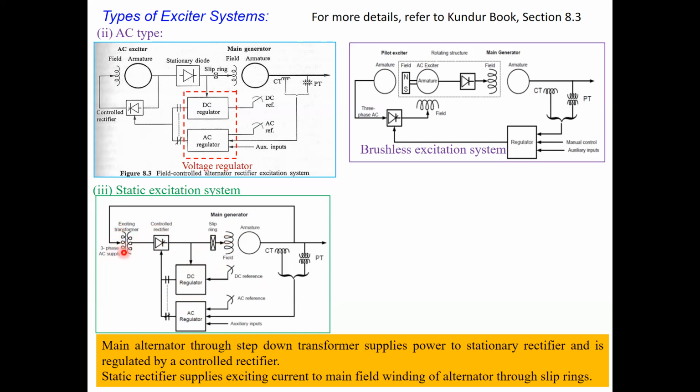So the main generator, what you have here, will be through the step down transformer, right? And it will supply power to this, which is basically stationary. This will be the stationary rectifier, and it is regulated through the control here, the regulator here, and that's why we call it a controlled rectifier. Yeah, this one is complete. And these static rectifiers will supply the exciting current to the field winding, that is, to the slip ring here.